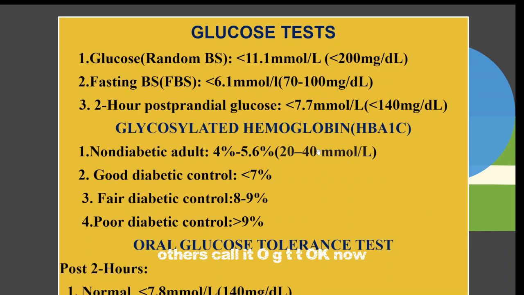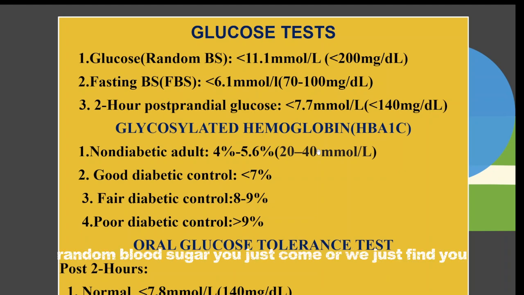Now under the glucose tests, the normal glucose level is between 4 to 6 millimole per liter. If you come to the hospital randomly, you just come right now and we test for glucose on you, we call that random blood sugar.